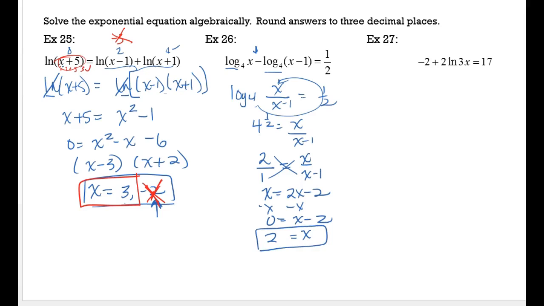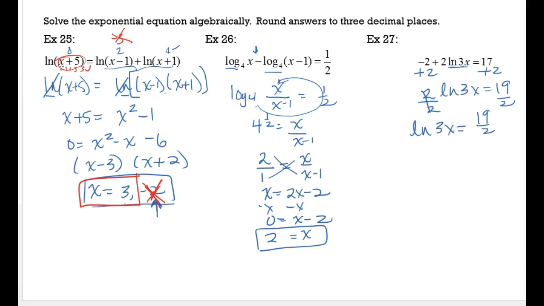Okay. So let's look at 27. So we ultimately need to get this logarithm down to by itself. So let's kind of peel the layers. So it's going to add 2 to both sides. So 2 natural logs of 3x is equal to 19. Now divide by 2. So now I have the natural log of 3x is equal to 19 halves.